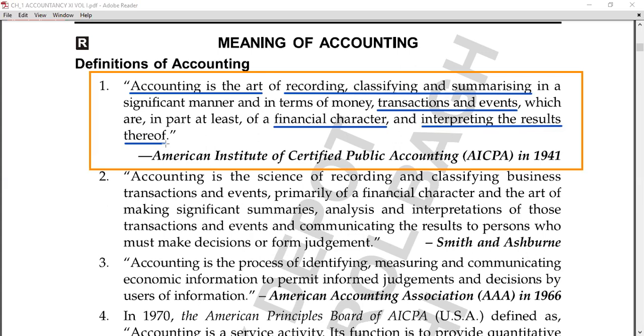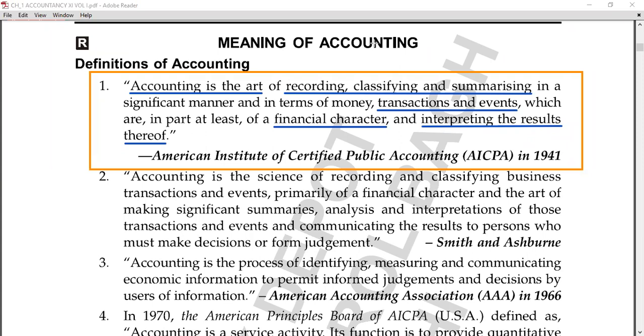Now, the language that you have to mention in your copies. Accounting is the art of recording, classifying, and summarizing in a significant manner and in terms of money, comma, transactions and events which are in part at least of a financial character, and interpreting, that is determining the nature, understanding, and taking decisions, that is meant by interpreting the results thereof.